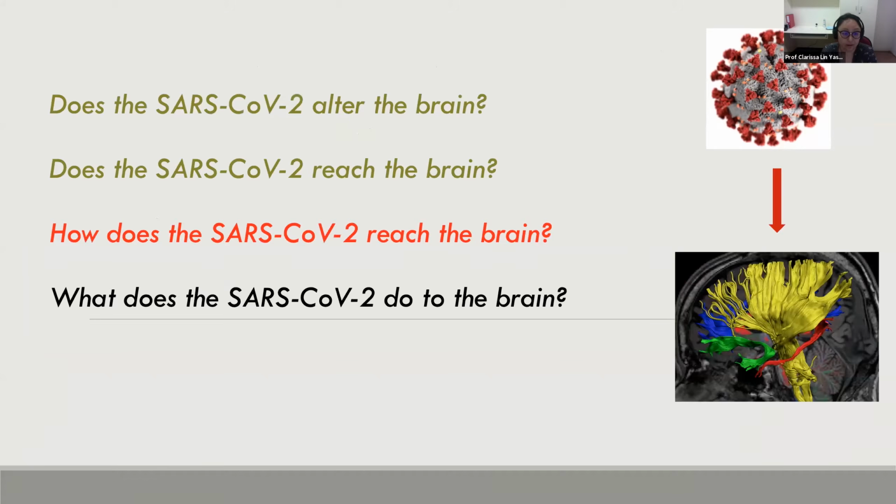Okay. Then the third question, how does the SARS-CoV reach the brain? Well, we don't know yet. I think it's an important question, but unfortunately we don't have a good answer for that. And then we go to our last question: what can the virus do to the brain?